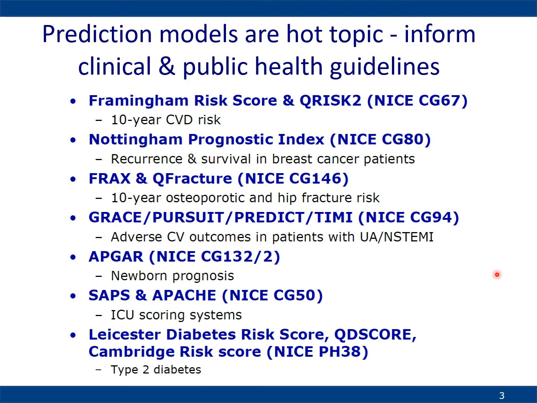And it's a hot topic, because they're used in clinical practice, and indeed here are some examples of where they're recommended within NICE guidelines in the UK. So we've got the Framingham score, which you may have heard of, Q-Risk, the Nottingham Prognostic Index, the APGAR score, one of the oldest prediction models, the Leicester Diabetes Risk Score, and so forth. So lots of people are interested in developing prediction models.